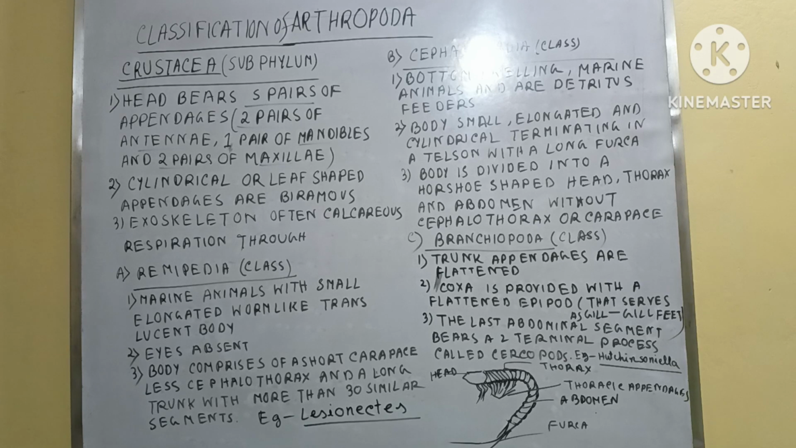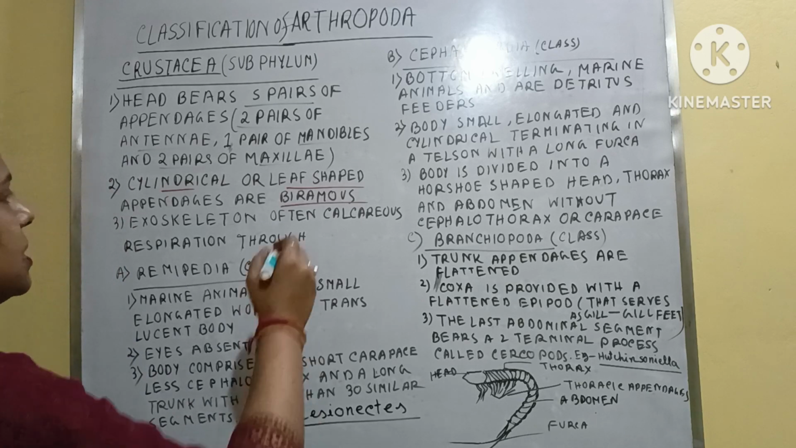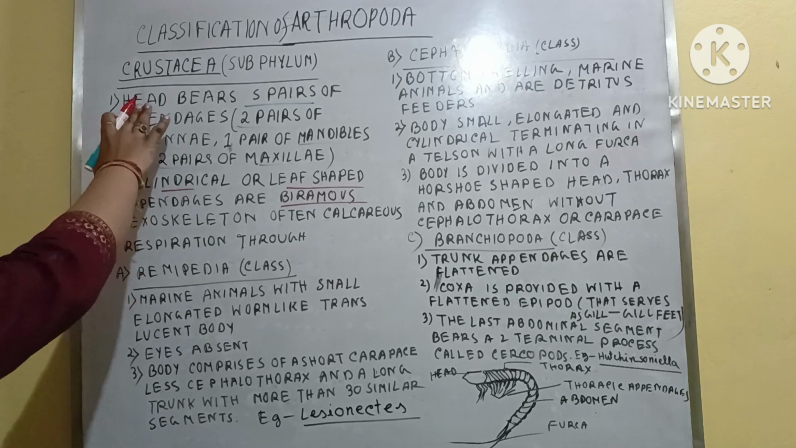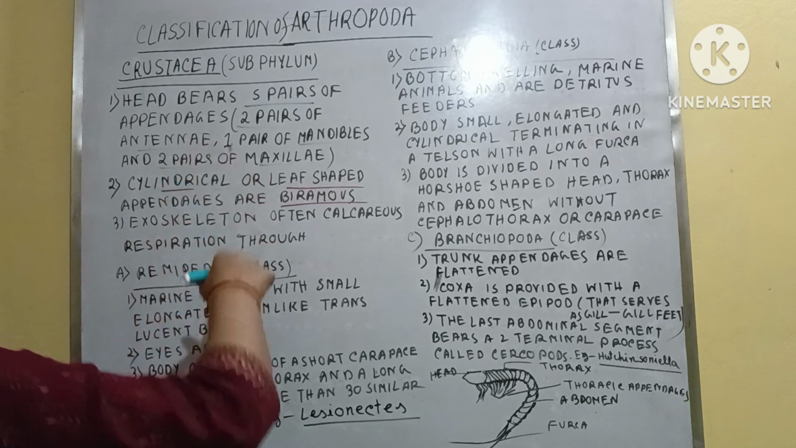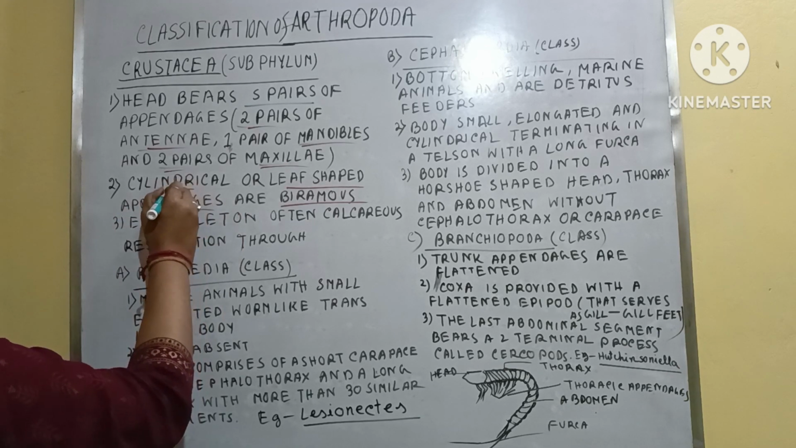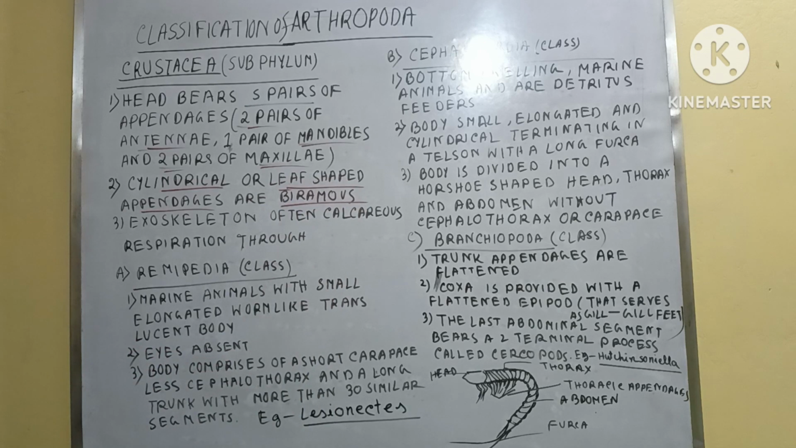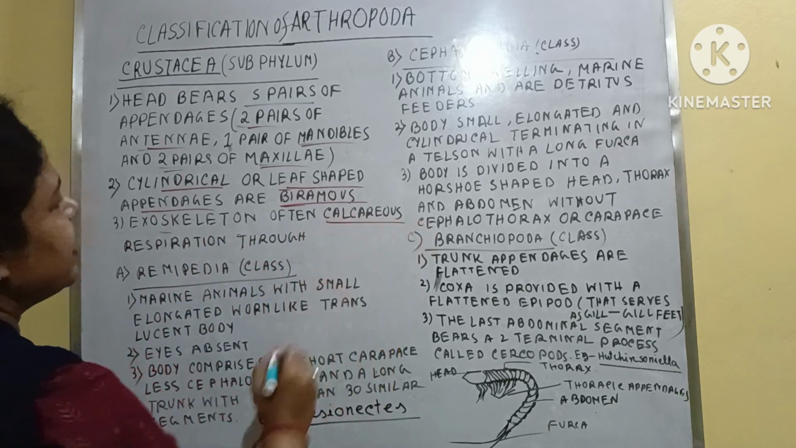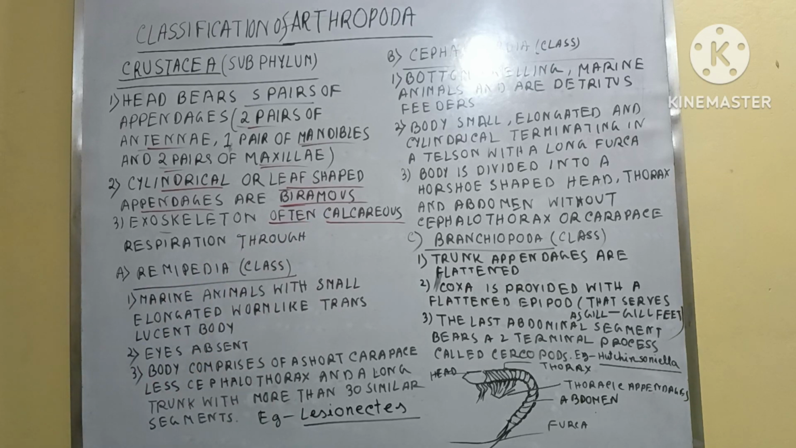Second point is that cylindrical or leaf-shaped appendages are biramous. Biramous is a term, and I have already explained this term in my previous videos. So first point is that the head bears 5 pairs of appendages, including 2 pairs of antennae, 1 pair of mandibles, and 2 pairs of maxillae. Second point is that generally the appendages are either cylindrical shaped or leaf shaped, and obviously these are biramous. The third point is that the exoskeleton is generally calcareous, and the respiration is through gills.